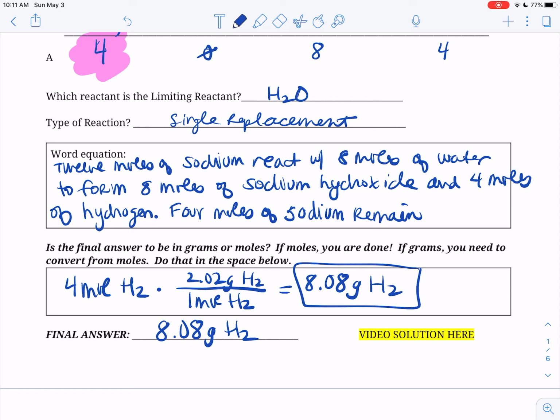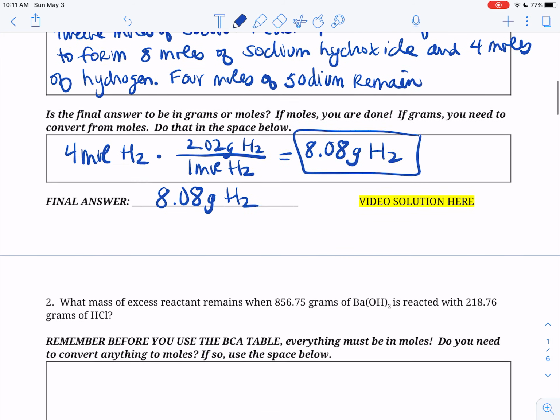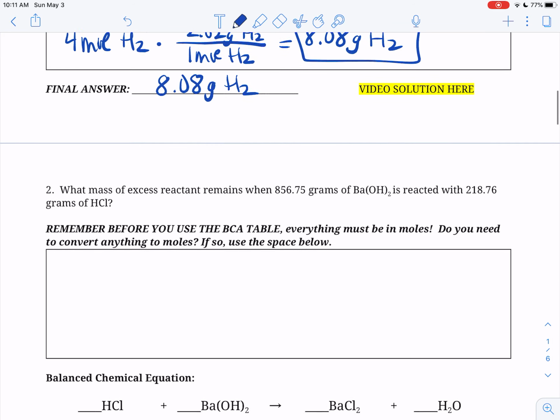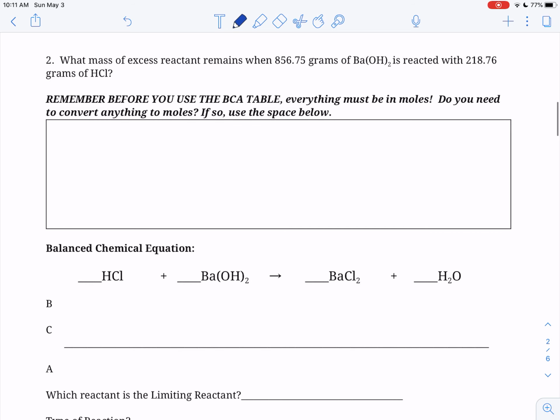Okay. Good? All right, let's try another one. Make sure you're filling these out, because you need to practice. Okay, let's try this one.